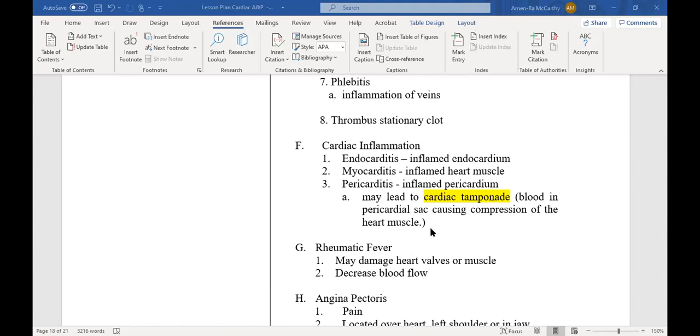So what's cardiac tamponade? The heart sac is bleeding, okay? There's blood in the pericardial sac that starts to cause compression of the heart muscle because the sac doesn't move. And if blood starts getting into the sac between the heart and the sac, it's going to start pushing on the heart, right? Because the sac is not going anywhere. But the pressure and the blood has to go somewhere. It's going to start pushing on the heart, and that can cause problems and pain, okay?